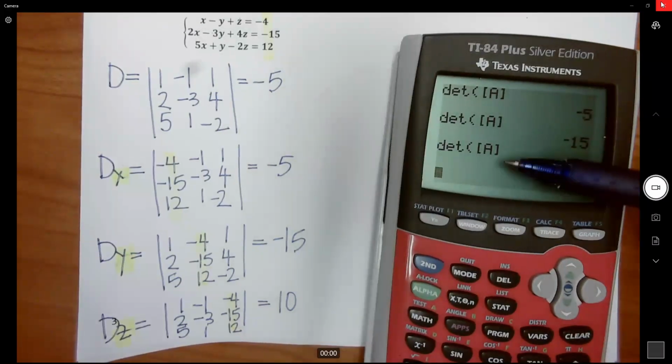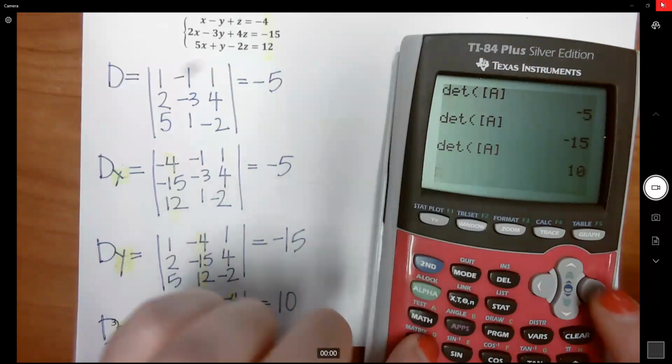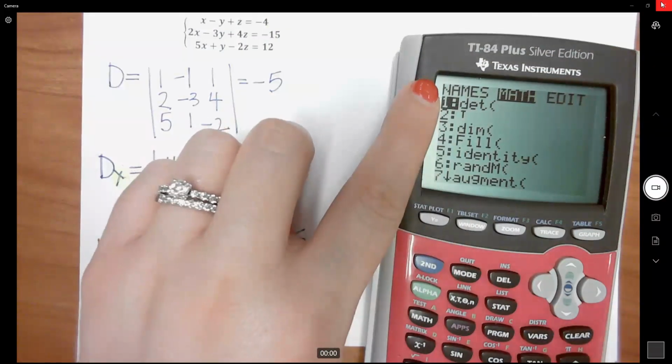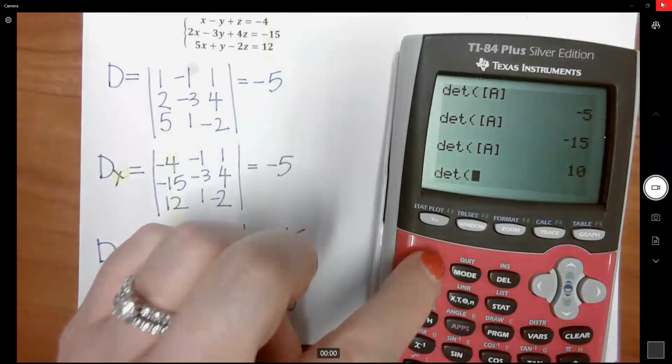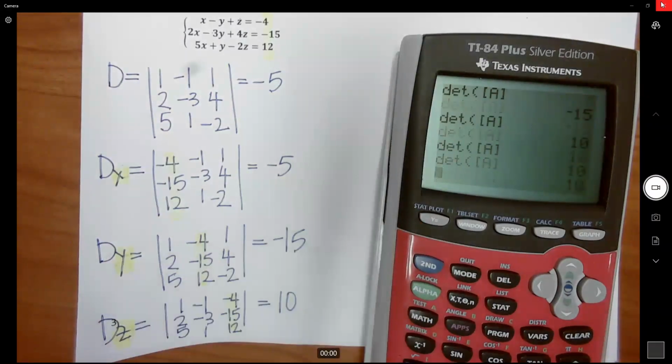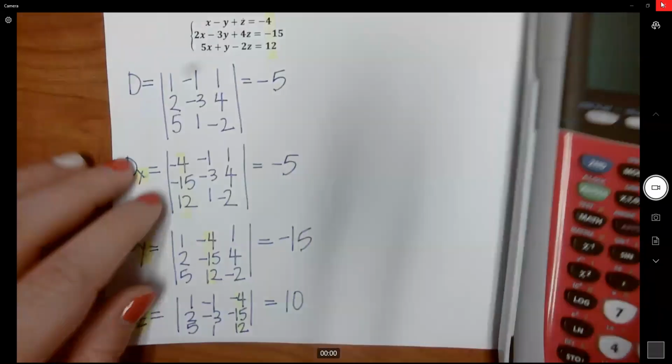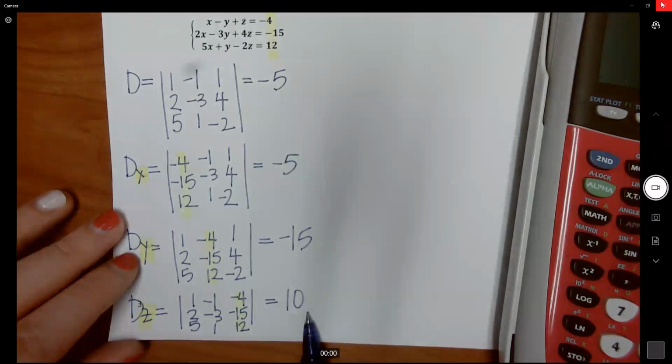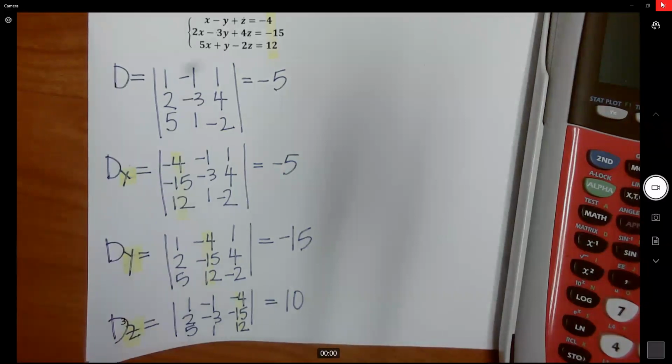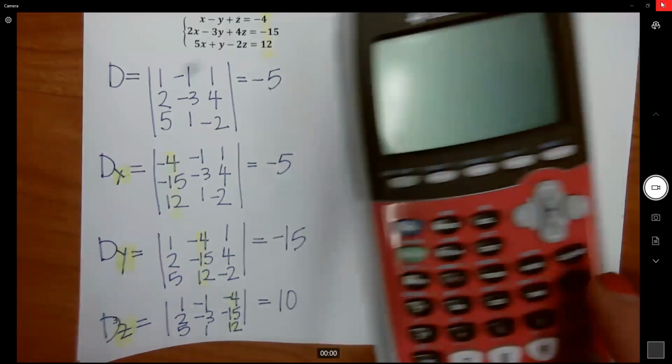Okay. If you don't already have this determinant up here, after you edit it, you can go second matrix over here to math. We want determinant, and we'll go second matrix to grab matrix A. Right? If you did not understand how to get these with your calculator, you're either going to have to do it by hand, or you need to rewind this video and make sure you understand how to enter it in on here.